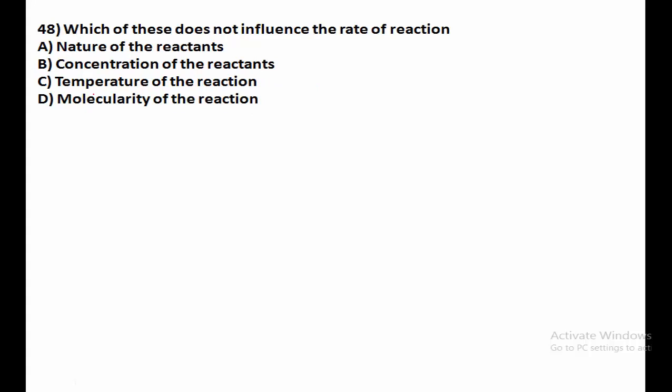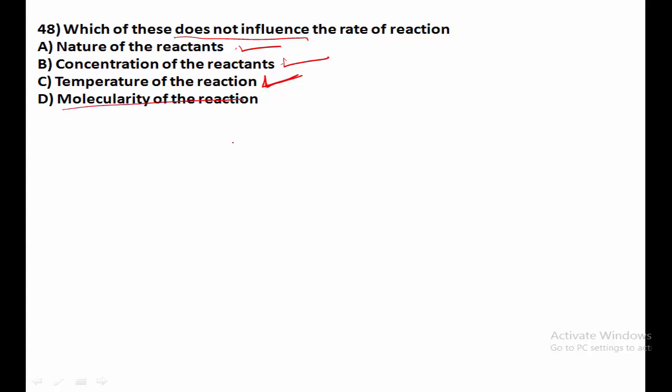48th. Which of these does not influence the rate of reaction? Option A, nature of reactants. Option B, concentration of reactants. Option C, temperature of the reaction. Option D, molecularity of the reaction. Nature of reactants influences the rate of reaction because it influences the activation energy. Concentration of reactants increases or decreases the rate of reaction based on collisions. And temperature of the reaction also influences the rate of reaction.